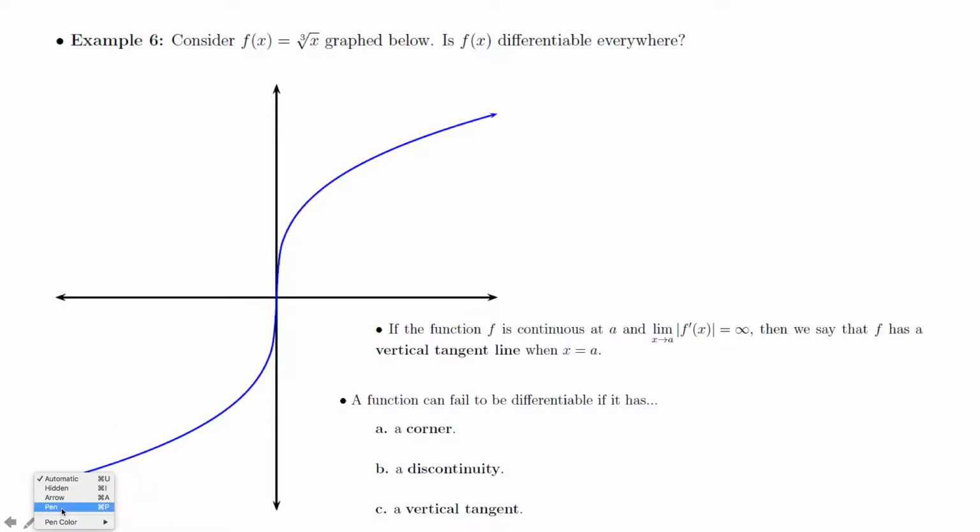All right, one last situation that we want to take a look at here is this one. This here is the cube root of x, f(x) equals the cube root of x, and it actually exists everywhere. There's nowhere that the cube root of x doesn't exist, and it's continuous everywhere, but it's not differentiable everywhere. And the one place this one's not differentiable is right here at 0.